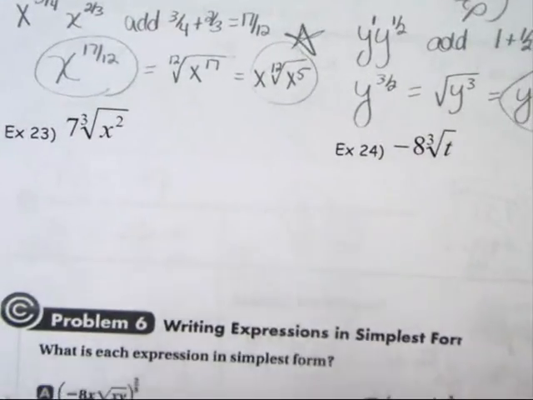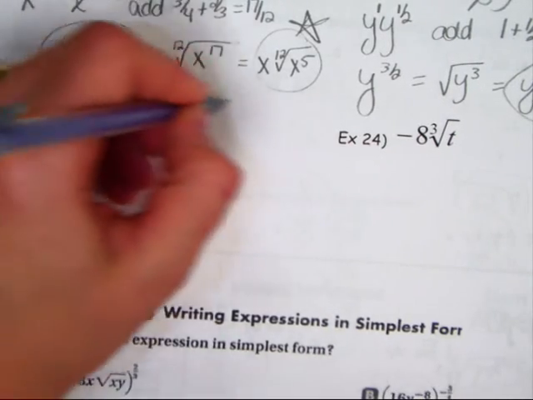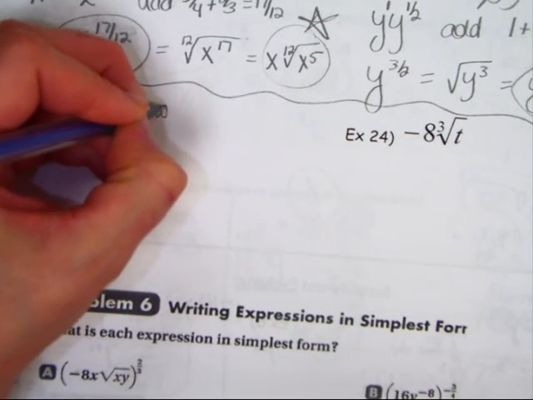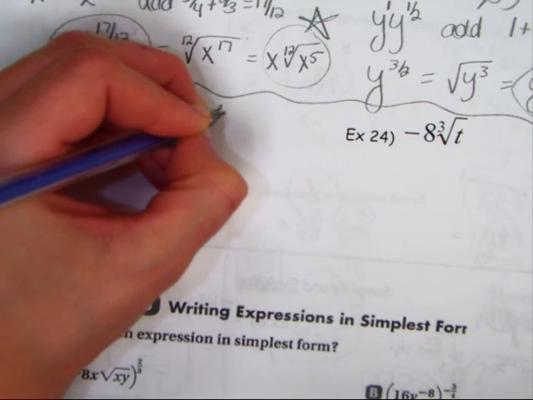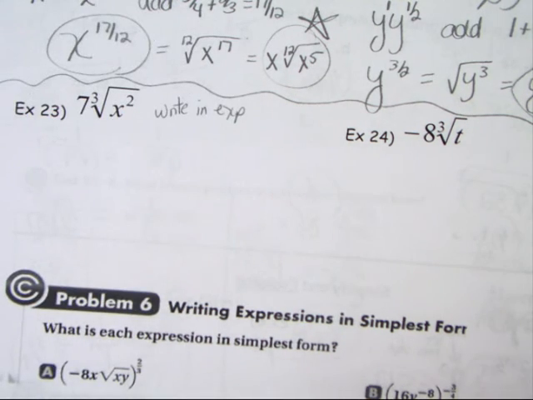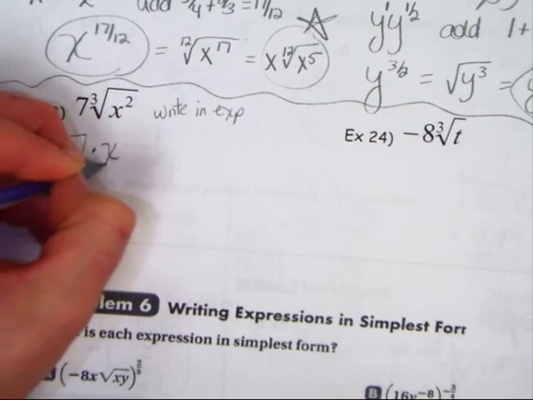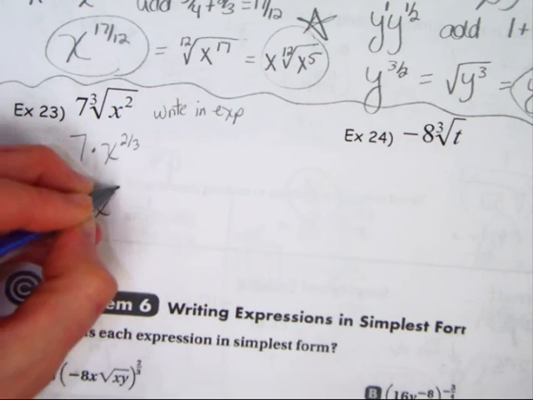23. 23, let's go ahead and write down this set of directions. I'd like you to write in exponential form. So that's going to be 7 times x to the 2/3. So you simply write that as 7x to the 2/3.